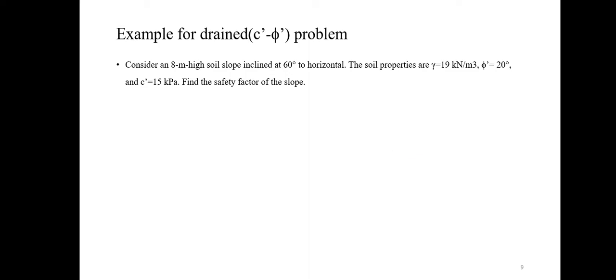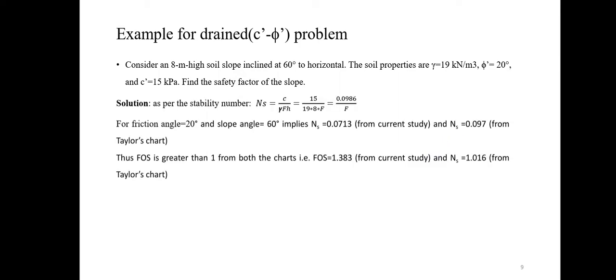To understand this, an example of the drained soil was considered, where an 8-meter high soil slope inclined at 60 degrees to the horizontal was considered, and the soil properties were taken as gamma equal to 19 kilonewton per meter cube, phi as 20 degrees, c as 15 kilopascal, and hence we tried to obtain the factor of safety for the slope. For obtaining the factor of safety, a stability number as given by Taylor, c divided by gamma F into H, and the various values were used in this formula.